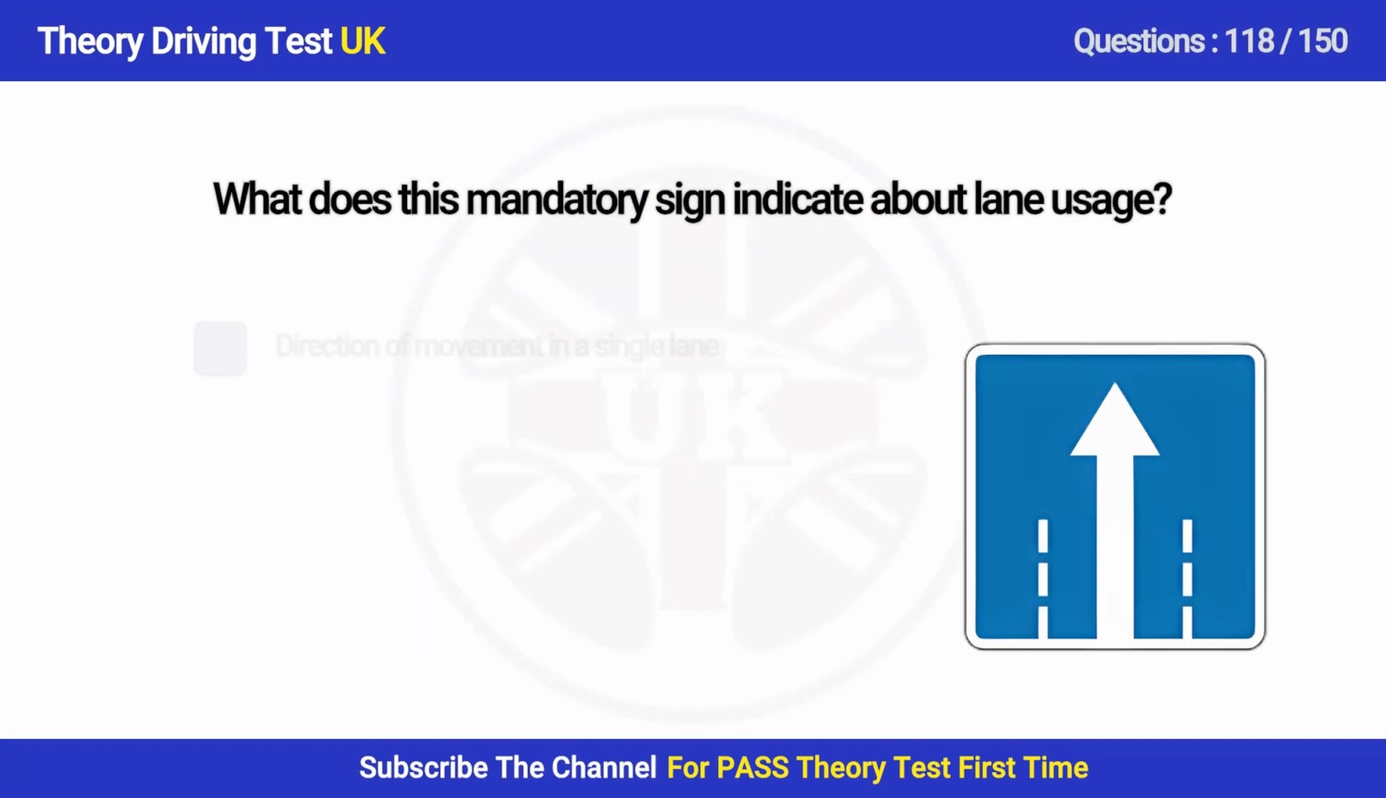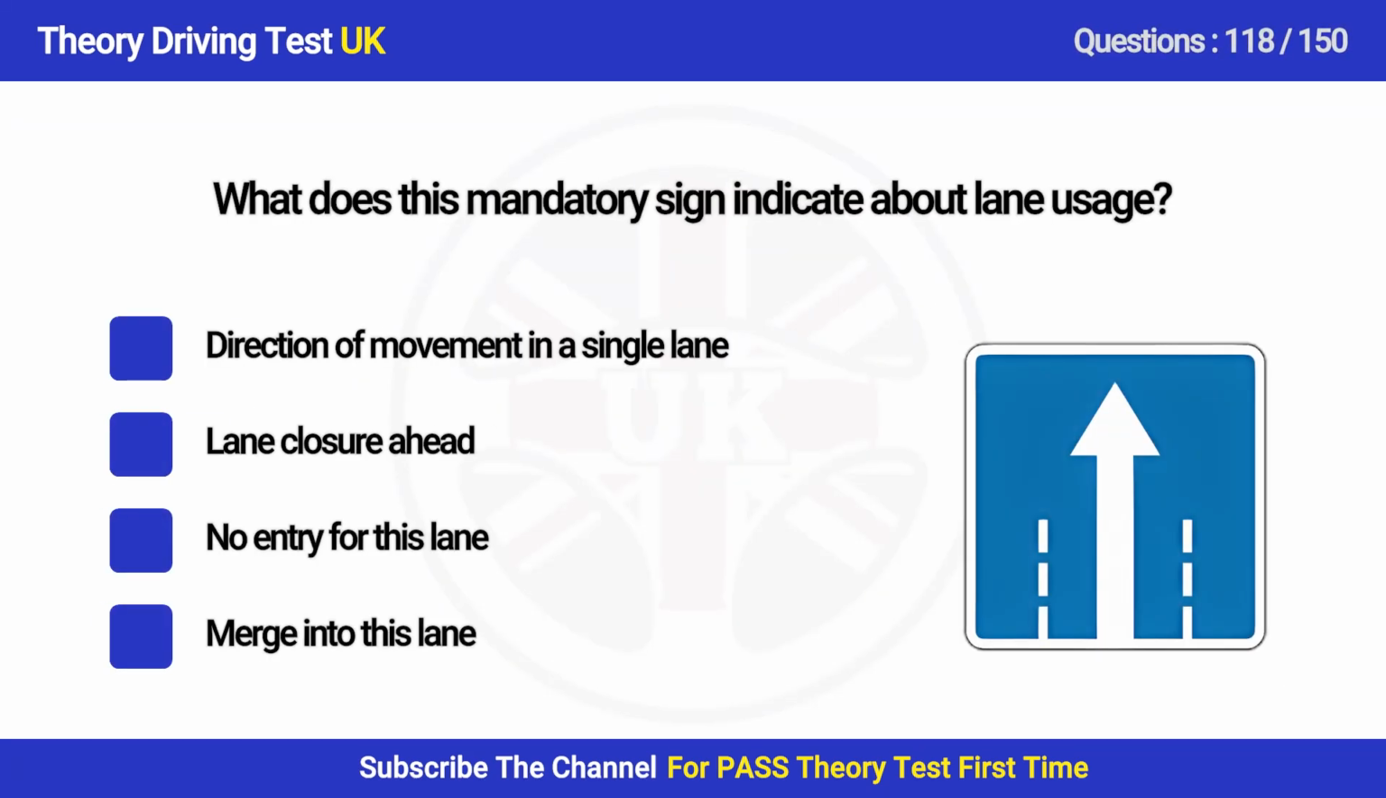Question 118. What does this mandatory sign indicate about lane usage? A. Direction of movement in a single lane. B. Lane closure ahead. C. No entry for this lane. D. Merge into this lane.